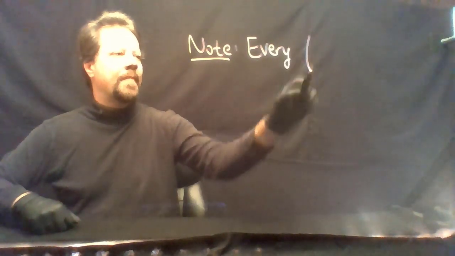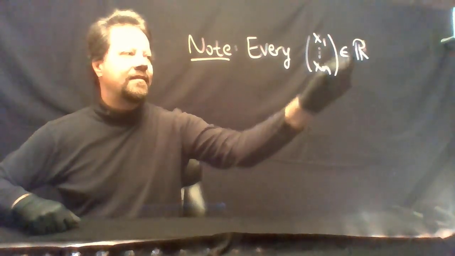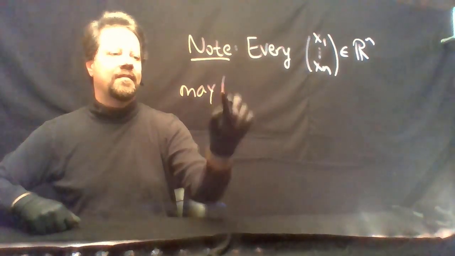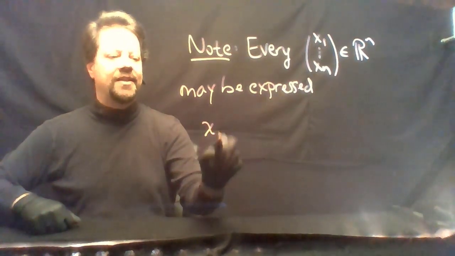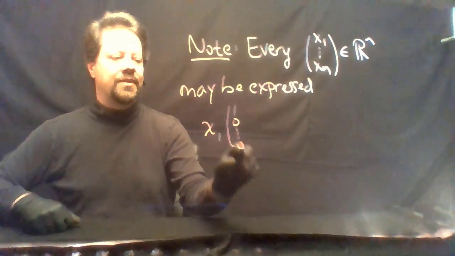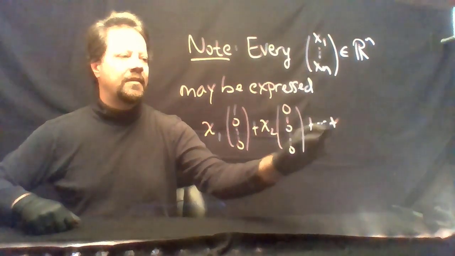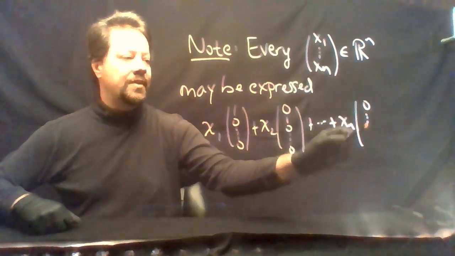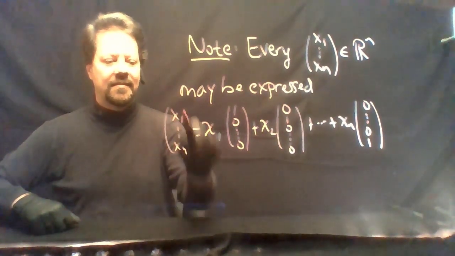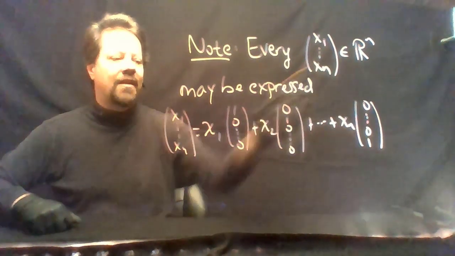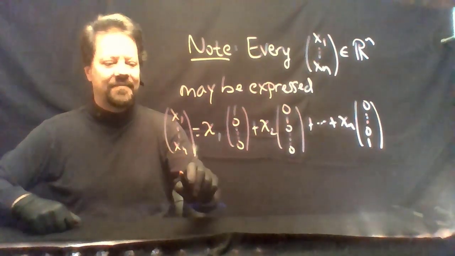Every vector x1 through xn that lives in Rn may be expressed as a linear combination x1 times 1, 0, 0, x2 times 0, 1, 0, 0, and xn times zeros and then 1. That means that every vector in Rn can be expressed as a linear combination of elements of the standard ordered basis.